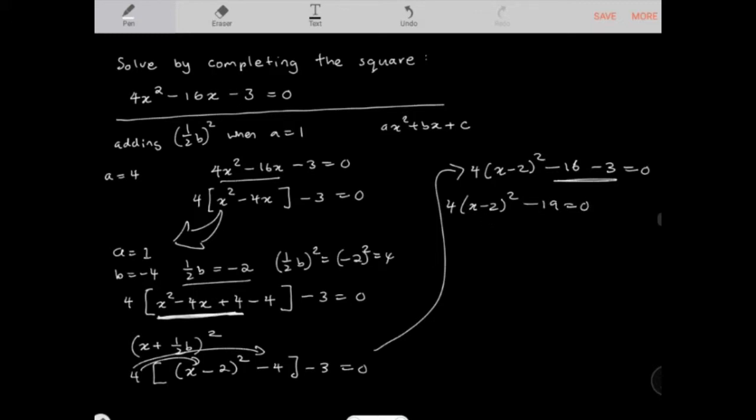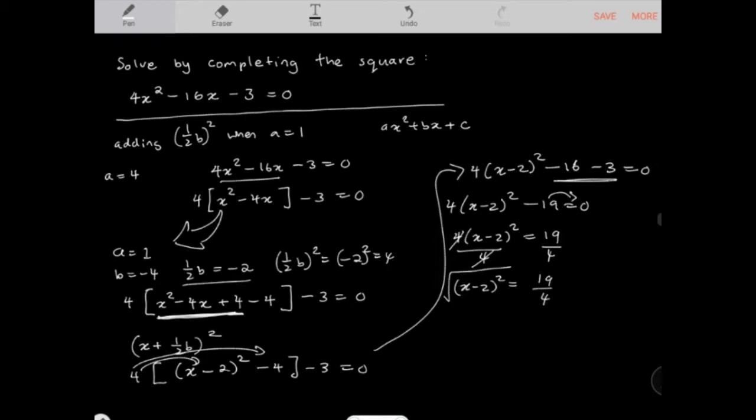Okay, once I have that, I want to solve for x. So you're basically half done. I'm going to move the 19 to this side, so you get 4 times x minus 2 squared is equal to 19. And then I'm going to divide by 4 because I want to solve for x. So I'm just going to get rid of the 4 on the outside here. I'm going to do the same thing to this side, so it cancels out. We get x minus 2 squared is equal to 19 over 4.